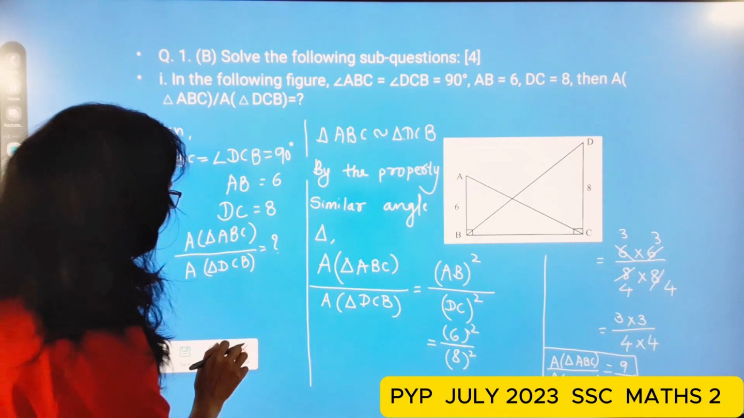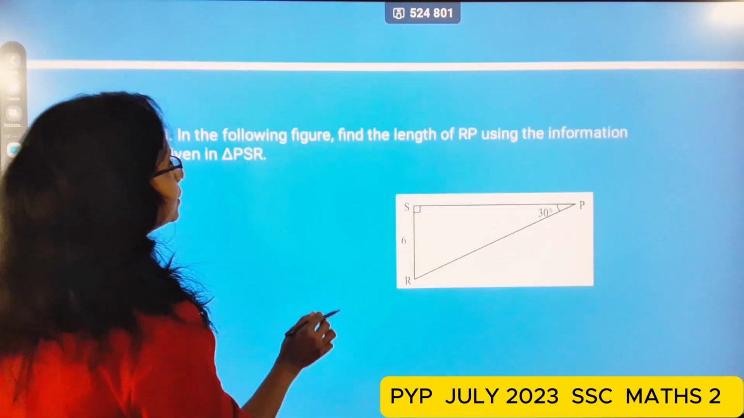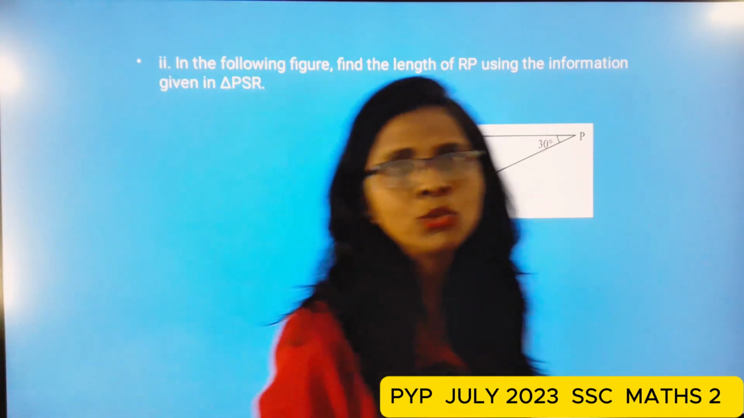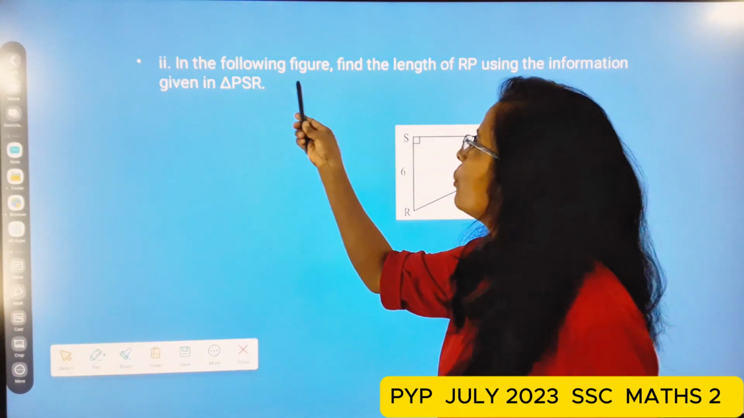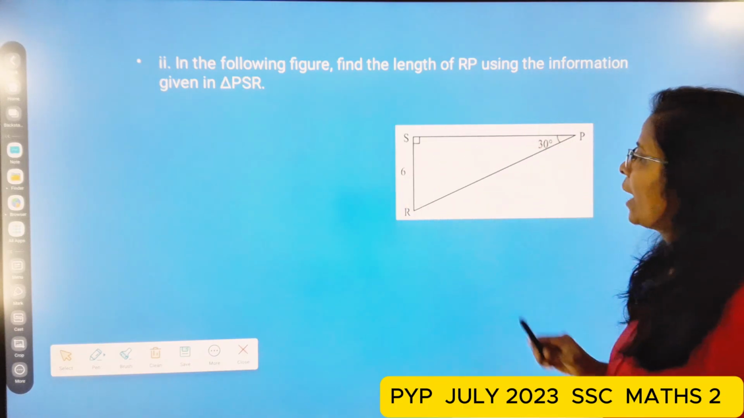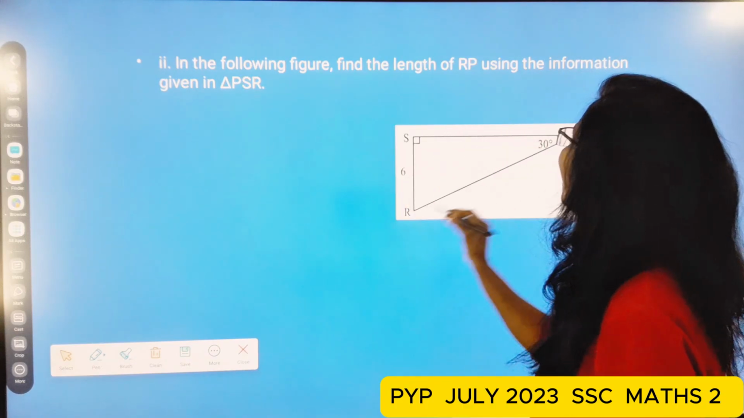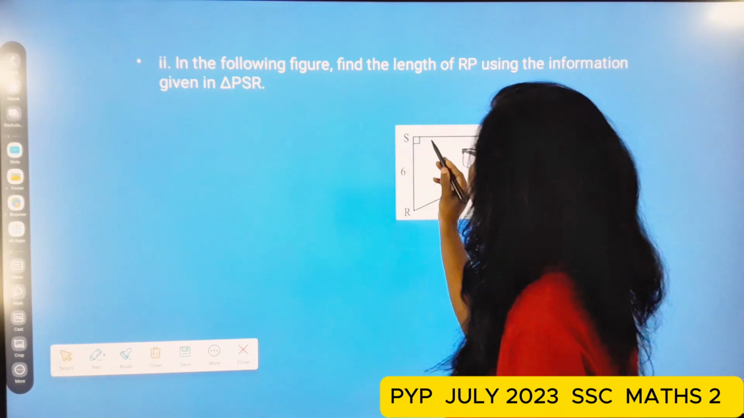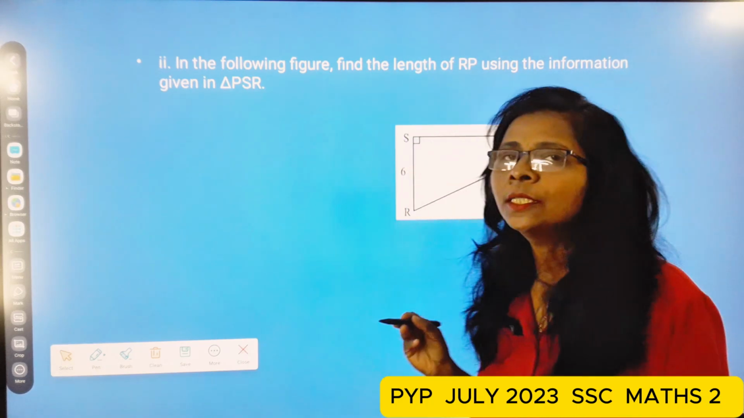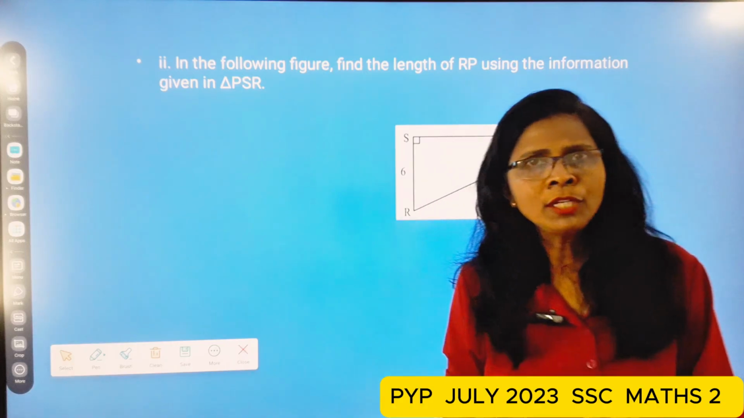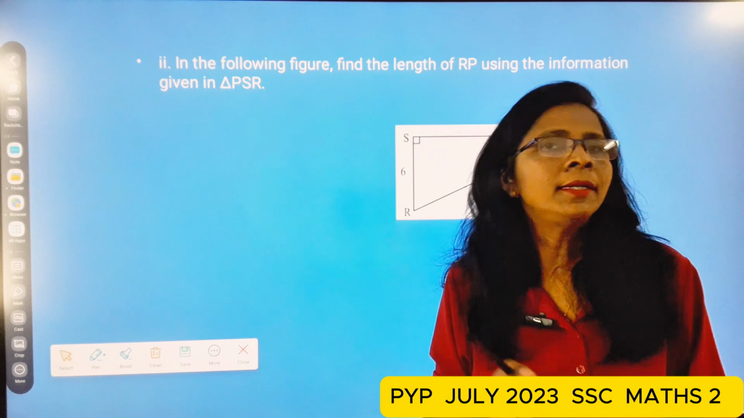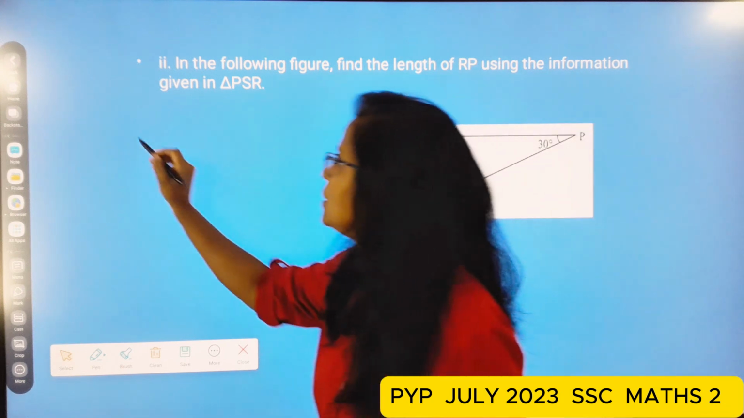Now next one students. Here in this example, see the following figure, find the length of RP using the information given in the triangle PSR. Now here students, we can see that this is a right angle triangle.